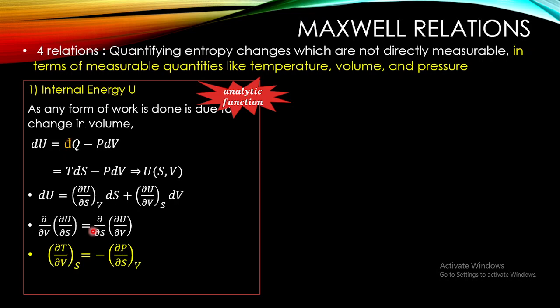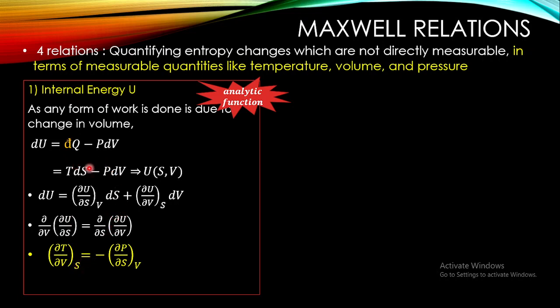So making use of that, you can see ∂U/∂S. From this relation, if I change U with respect to S, keeping volume constant, I will get temperature as the coefficient. So instead of ∂U/∂S, I can represent it as temperature. And you have one more differential involved, that is ∂/∂V. So on the left-hand side it becomes ∂T/∂V at constant entropy.